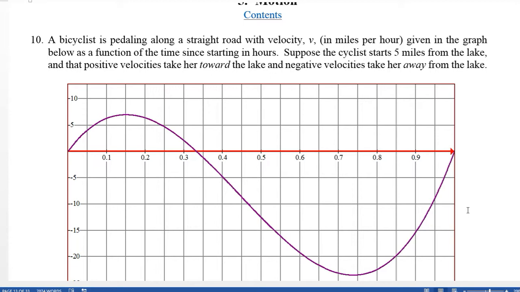And suppose that the cyclist starts 5 miles away from the lake, and that positive velocities take her toward the lake and negative velocities take her away from the lake. So let's see if we can make sense of what's meant by this graph.